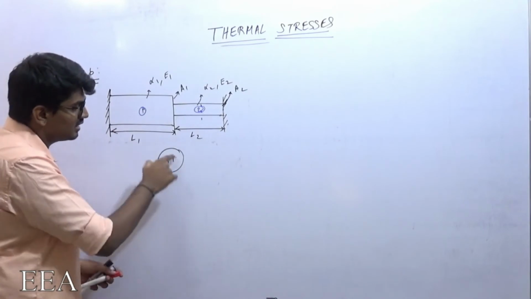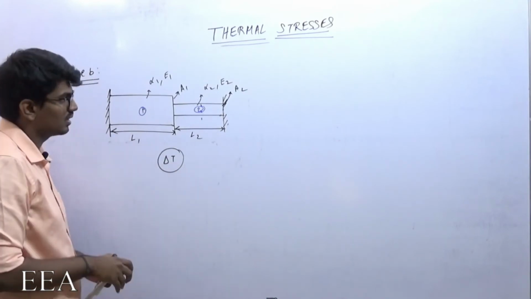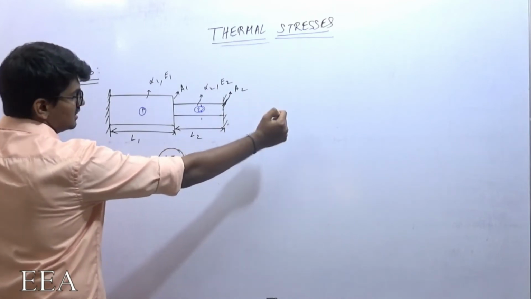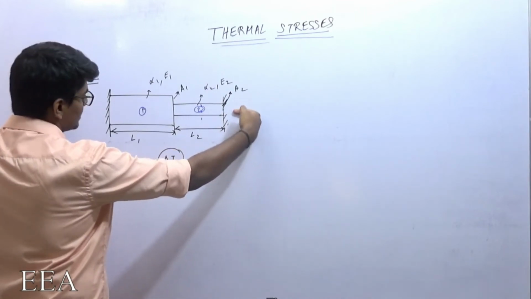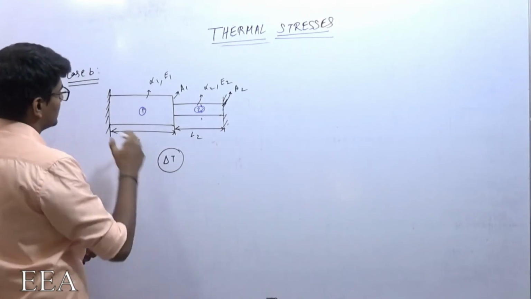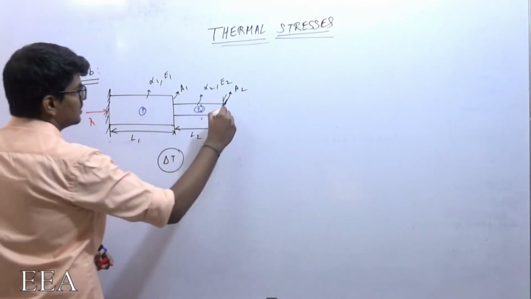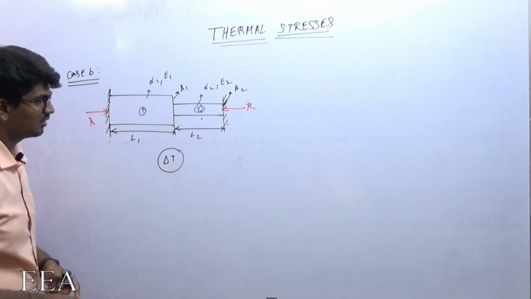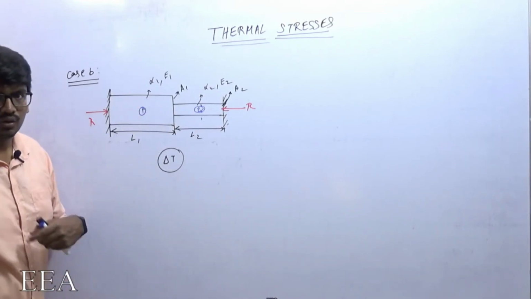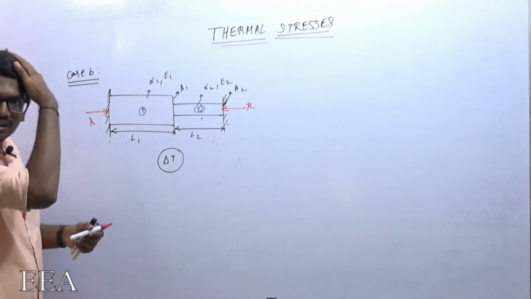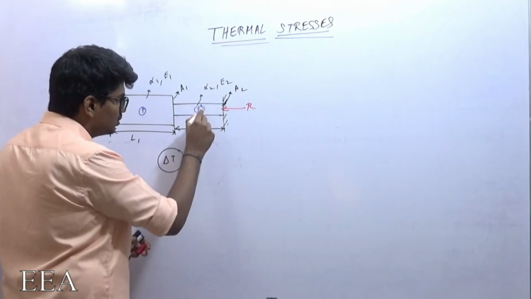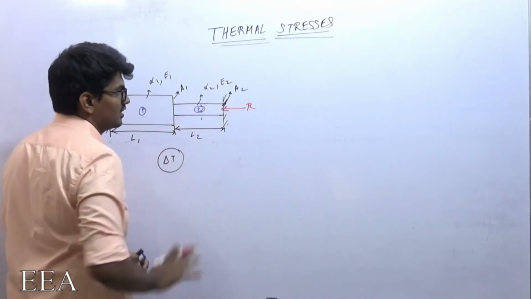If I increase the temperature by delta T, what will happen? Very simple. These two sides are going to offer a resistance, right? So here it's going to offer a reaction force and here it's going to offer a reaction force, and let me take the reaction forces as R. This is similar to the case we discussed already. In the axial loading case, if this side member is subjected to load R, then member 2 will have a compressive load of R.